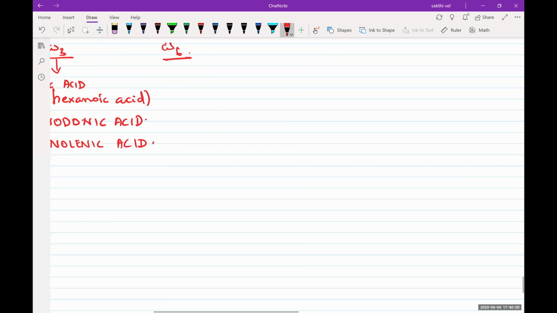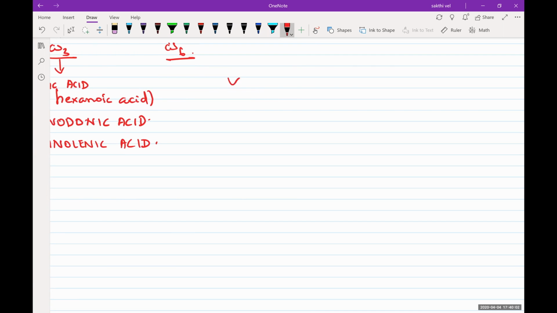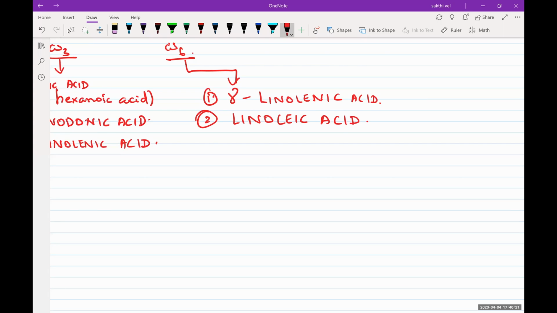And what are the omega-6 fatty acids? That is gamma linolenic acid, linoleic acid, and arachidonic acid.